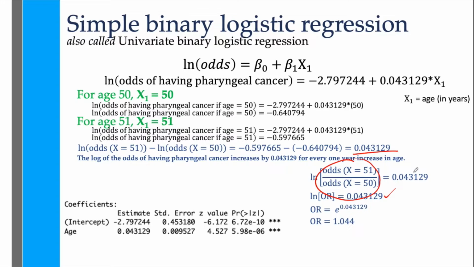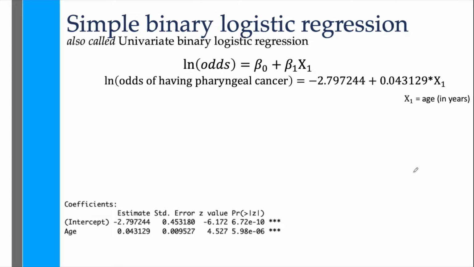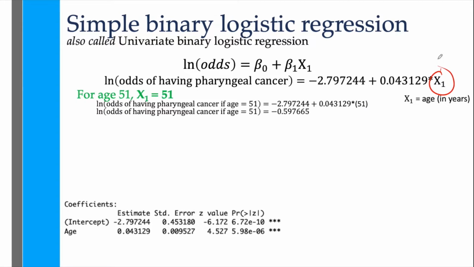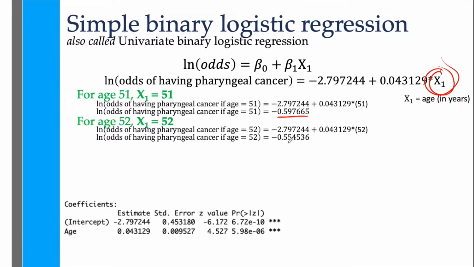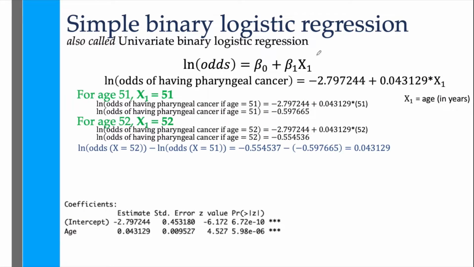Let's try another one. This time, let's have, let's say, 51 versus 52 years old. So, for 51, I'm going to use 51 as x sub 1. I'm going to have the same answer a while ago. And for age 52, I'm going to use x sub 1 as 52. I'm going to have this. Now, subtracting the ln of odds for 52 years old minus 51 years old, I'm still going to have 0.043.